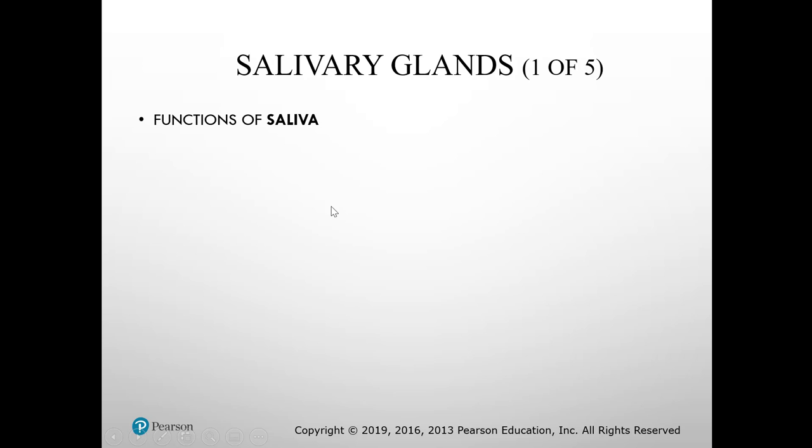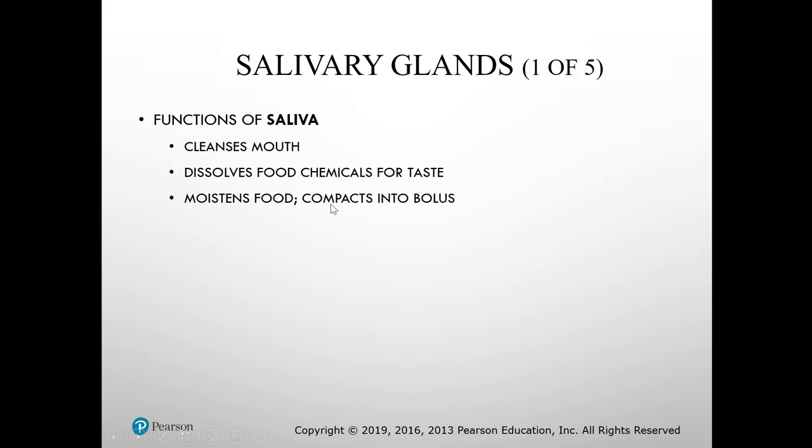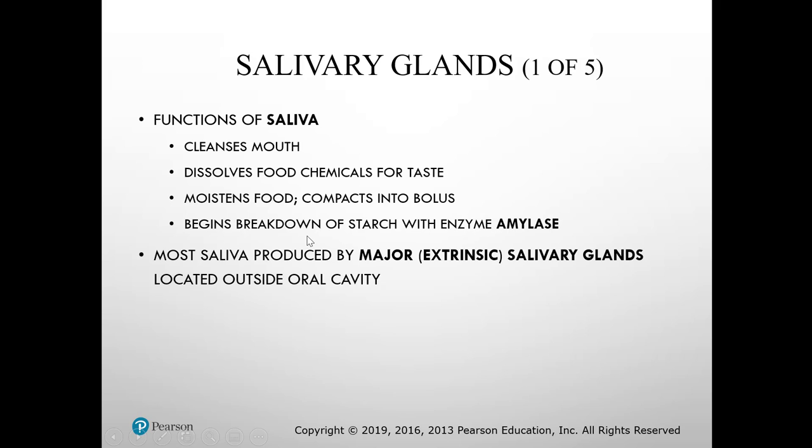All right, saliva is a secretion that is secreted into the mouth. It cleanses the mouth. It dissolves food chemicals for taste. It moistens the food. It compacts it into the bolus. Okay, remember that when food mixes with saliva, you call it bolus. Then, because of the enzyme that's in the saliva, it also begins the breakdown of starch because you have the salivary amylase in the saliva.